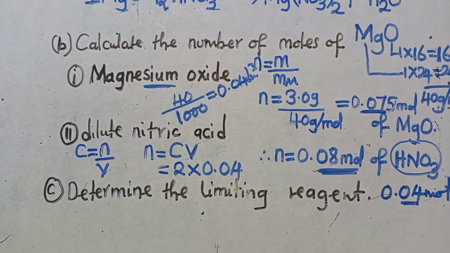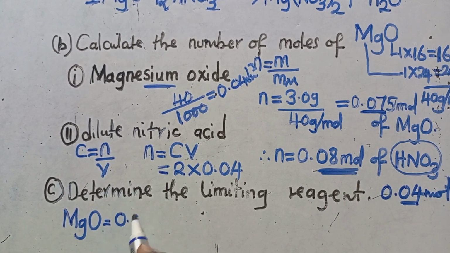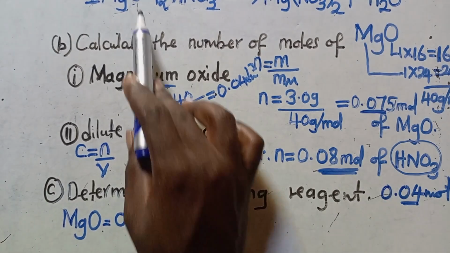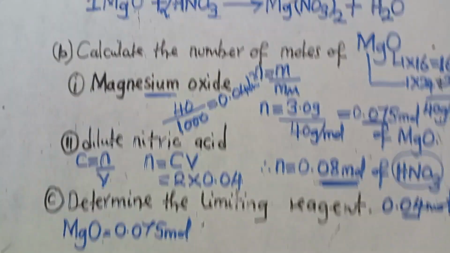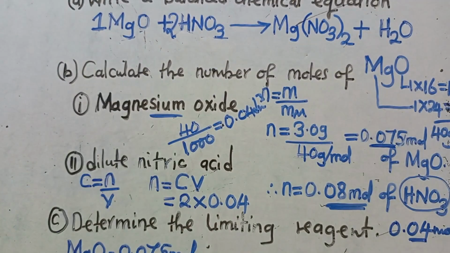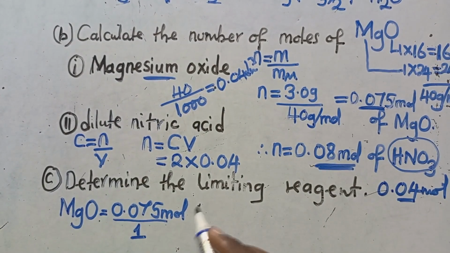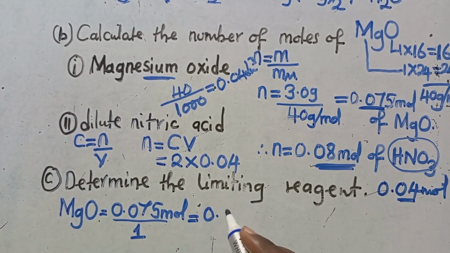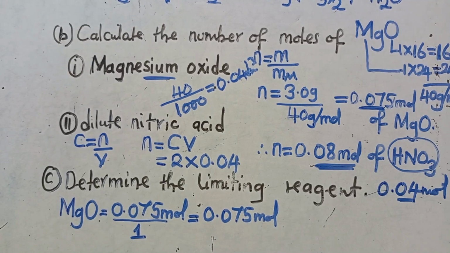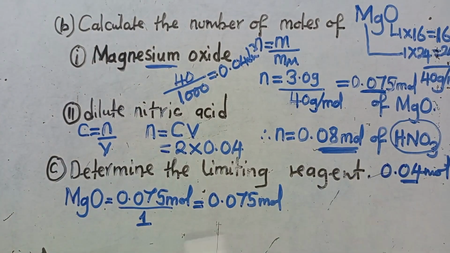So what we are going to do here, we've got magnesium oxide. So let me show you, this is what you are going to do. Magnesium oxide, how many are we having? We are having 0.075 moles. The number on the balanced equation is just a 1 there. So we divide it by 1 to get the simplified number of moles. So we are still going to get 0.075 moles.